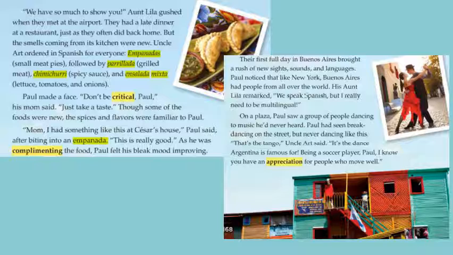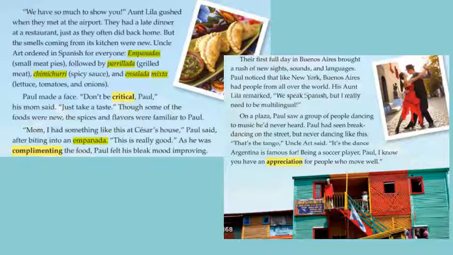Empanadas, small meat pies, followed by parrillada, grilled meat, chimichurri, spicy sauce, and ensalada mixta, lettuce, tomatoes, and onions. Paul made a face. "Don't be critical, Paul," his mom said. "Just take a taste." Though some of the foods were new, the spices and the flavors were familiar to Paul. "Mom, I had something like this at Caesar's house," Paul said, after biting into an empanada. "This is really good." As he was complimenting the food, Paul felt his bleak mood improving.